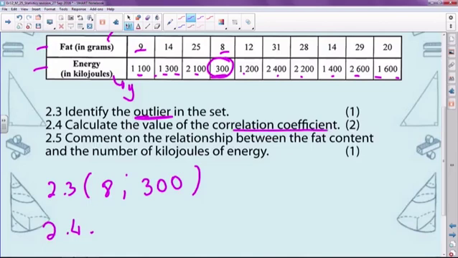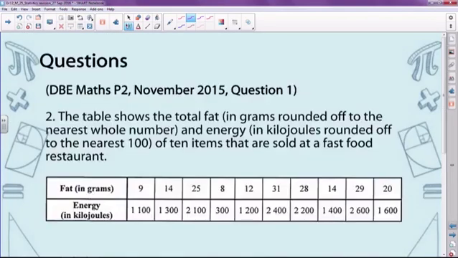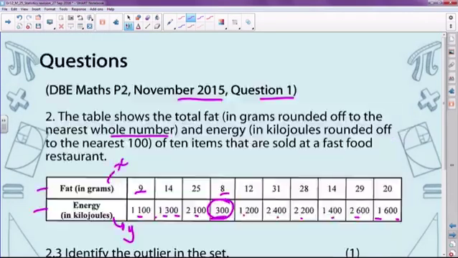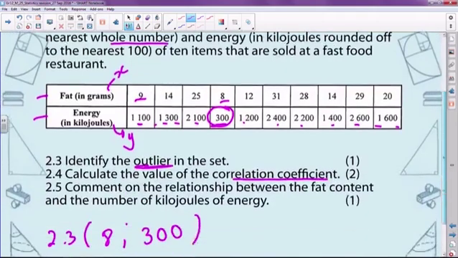Okay. 2.4, calculate the value of the correlation coefficient. Now this one is very interesting, because in this question you didn't have to work out the equation of your least squares regression line. Remember, if I go back and show you, this was actually given to you. So in part 2.2 of the question, they gave you the equation of the least squares regression line. You didn't have to work it out. And now they're asking you for the correlation coefficient. So it's interesting. What do we do there?